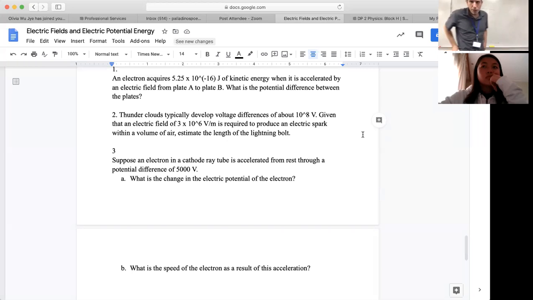And what do we say here? The potential difference between this point and the ground, that's what, 10 to the 8th? What else did they tell you? They said the electric field is at 3 times 10 to the 6th.